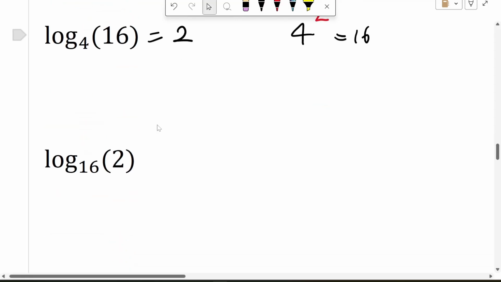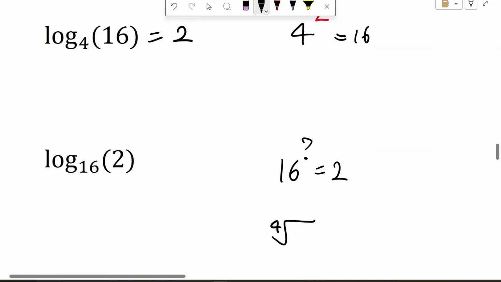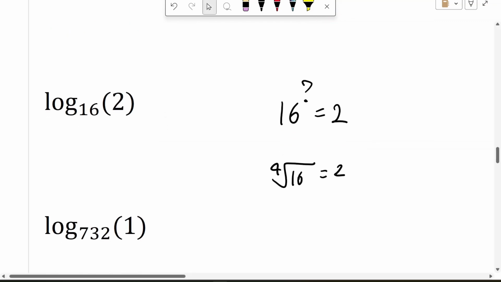Log base 16 of 2, so this is 16 to the power of what would give you 2. Now, it's actually the fourth root of 16 which would give you 2, because 2 to the power of 4 is 16. So those two statements there are sort of equivalent.